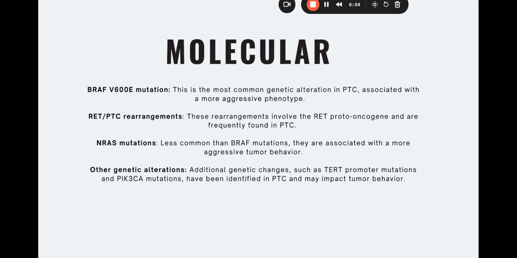And then in terms of molecular, very important, high yield: BRAF mutation is going to be the most common, and that's very important to keep in mind. Also, you can see RET/PTC rearrangements. That involves the RET proto-oncogene, and then you can see NRAS mutations. These are less common than BRAF, and they're also associated with aggressive tumor behavior. Other genetic abnormalities, TERT promoter mutations and PIK3CA mutations, have also been identified, and there are more as well.